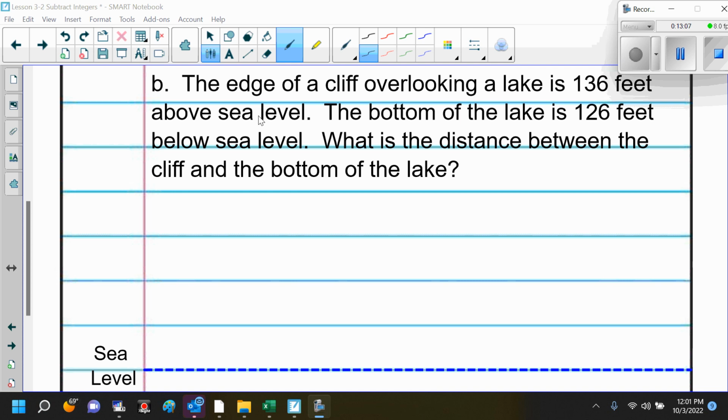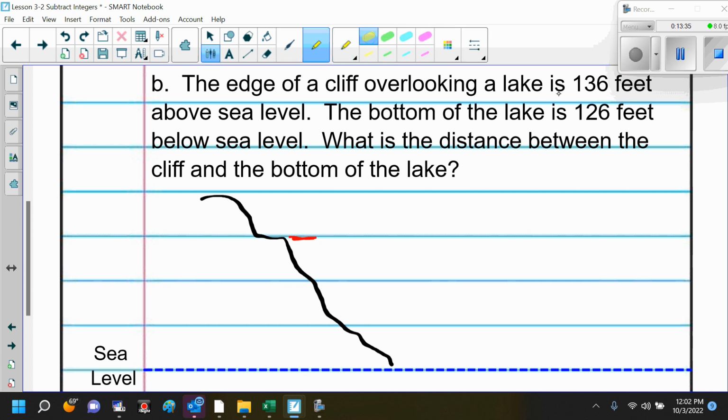Very good. All right, for this example, it says the edge of a cliff overlooking a lake is 136 feet above sea level. The bottom of the lake is 126 feet below sea level. What is the distance between the cliff and the bottom of the lake? Now, here we have a cliff. See, there's my cliff right there. And that cliff right here, this height is 136 feet above sea level. Is that going to be a positive or a negative? Very good. So this is a positive 136 feet.